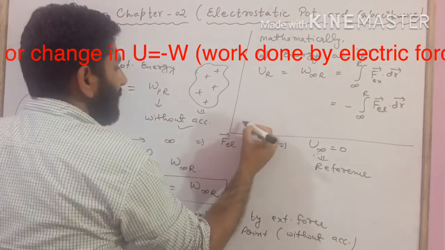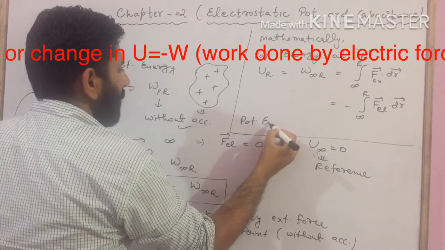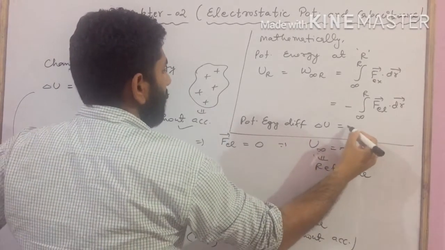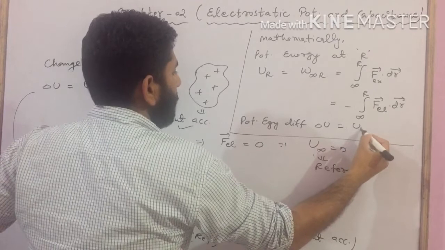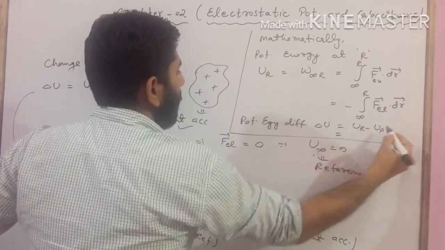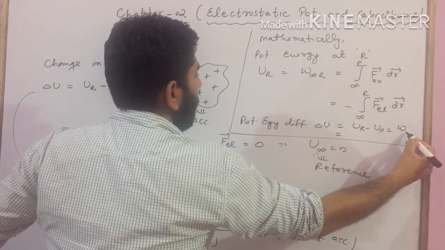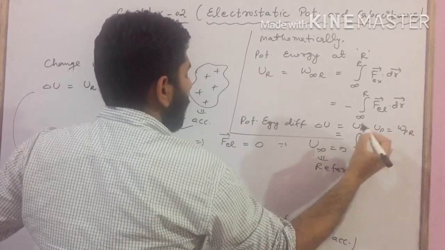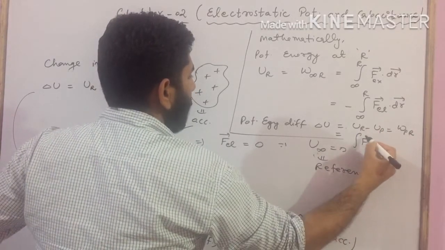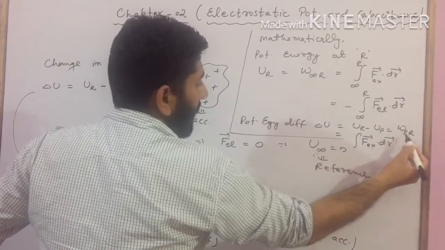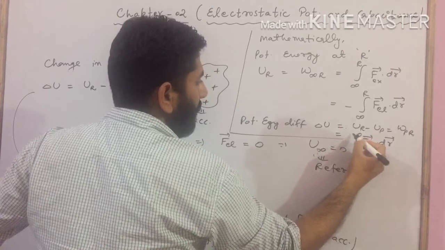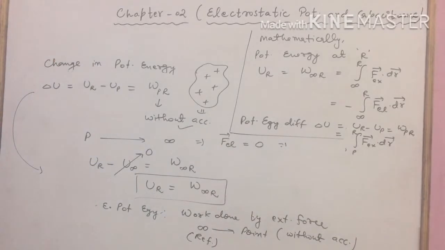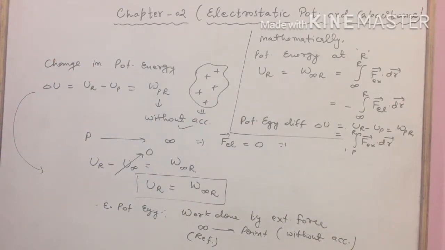And if we have to write out potential energy difference, delta U, suppose there are 2 points U_R and U_P, that will be equal to work done by the external force in moving the charge from point P to point R, and in the form of integration it can be written as work done by external force in moving the charge from point P to point R. So limit will be P to R. So that is how we can define potential energy and potential energy difference.